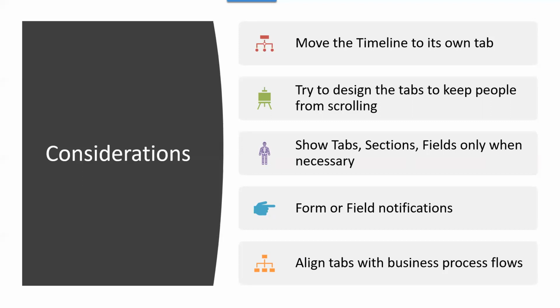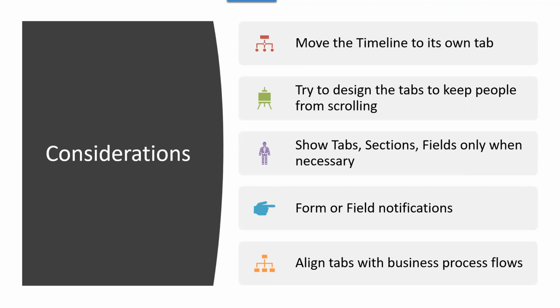Again, I like to try, if possible, to keep the tabs one page, so I don't like them to have to scroll. Now, that doesn't always work because you've got a lot of fields, but just try. Again, like we talked about earlier, show tab, section, and fields only when they need it. We can show form and field notifications to let them know about things that are happening on the form.